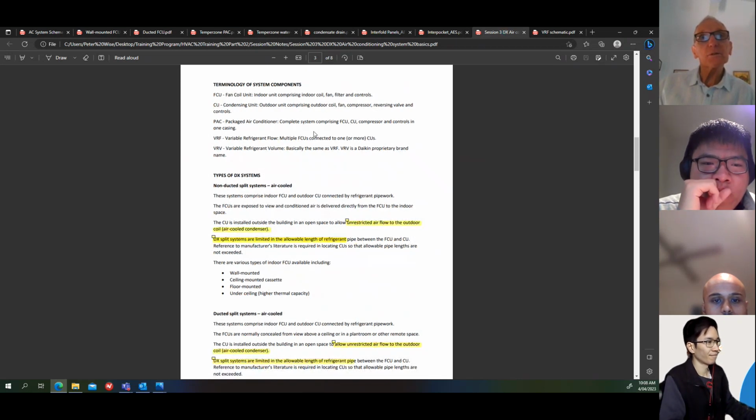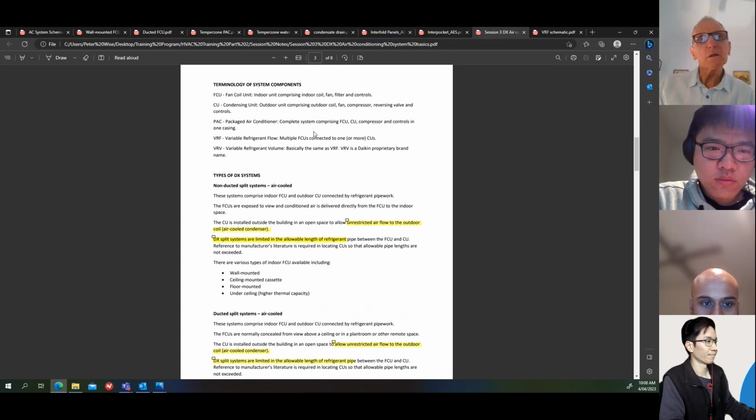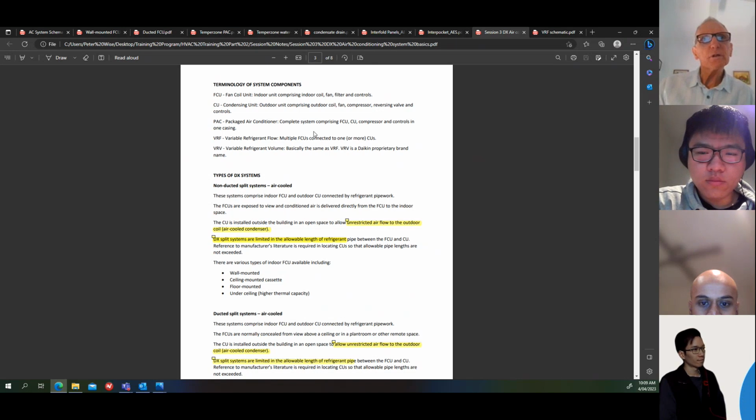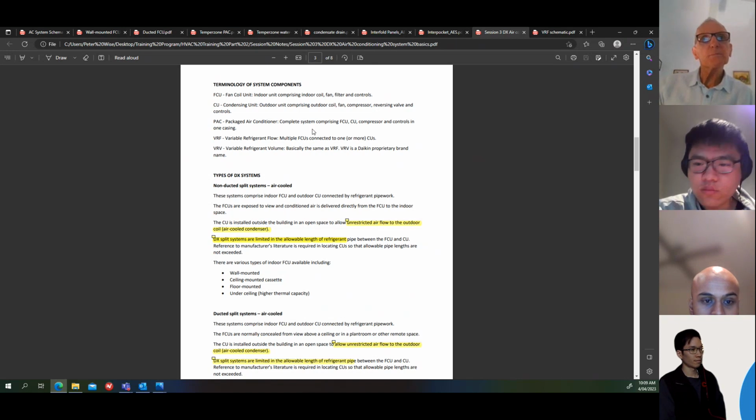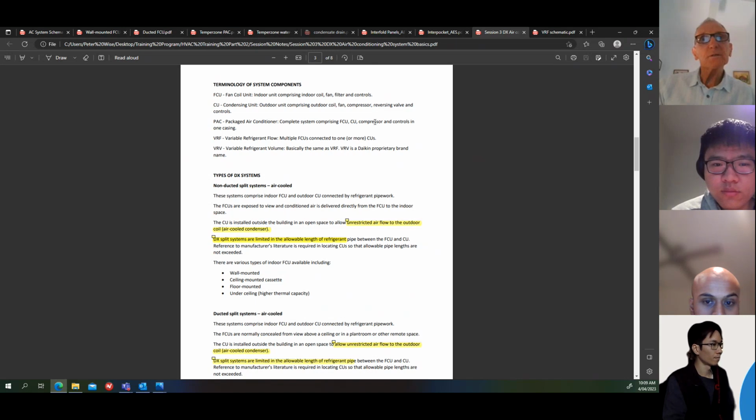So an FCU is a fan coil unit. It's got the indoor coil, fan, filter, and controls. The CU is normally the description for a condensing unit, which is the outdoor unit, which has got the outdoor coil, fan, compressor, reversing valve, and controls. PAC, packaged air conditioner, that's a complete system comprising the fan coil unit, condensing unit, compressor, and controls all in one casing.